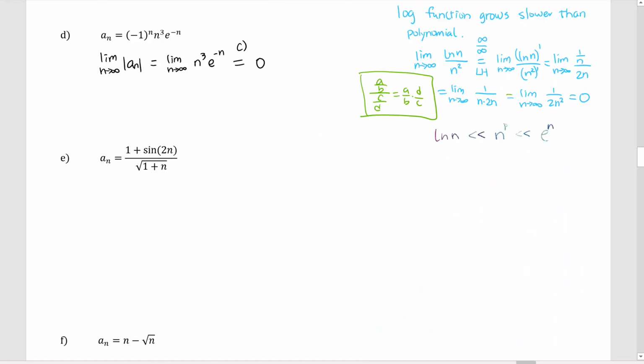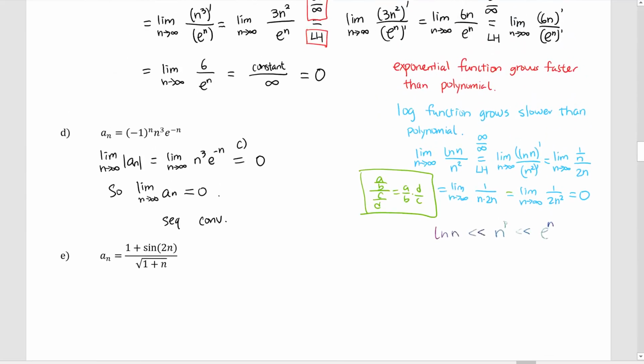Because the limit of the absolute value of a sub n is 0, by the theorem, the limit of the sequence is also 0. And we get the sequence converges. If we get a number, then the sequence converges.